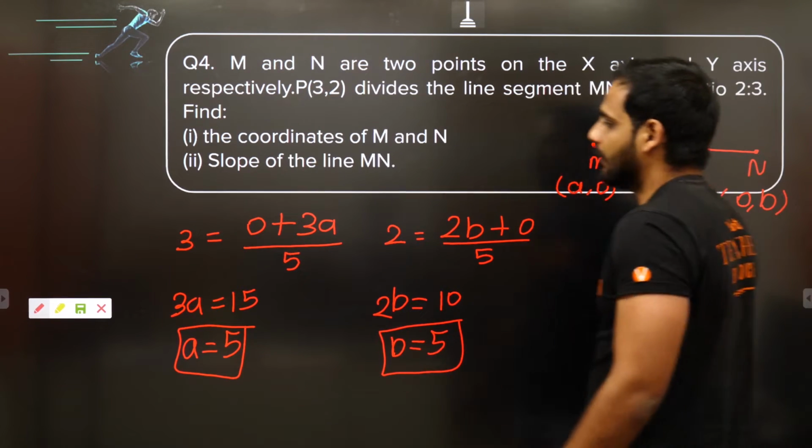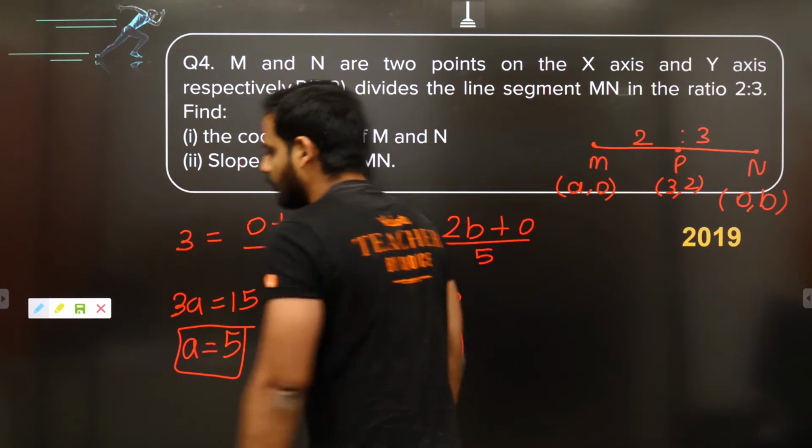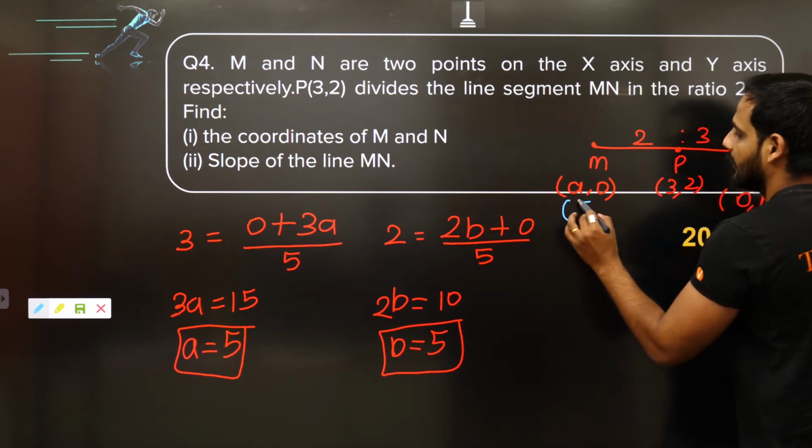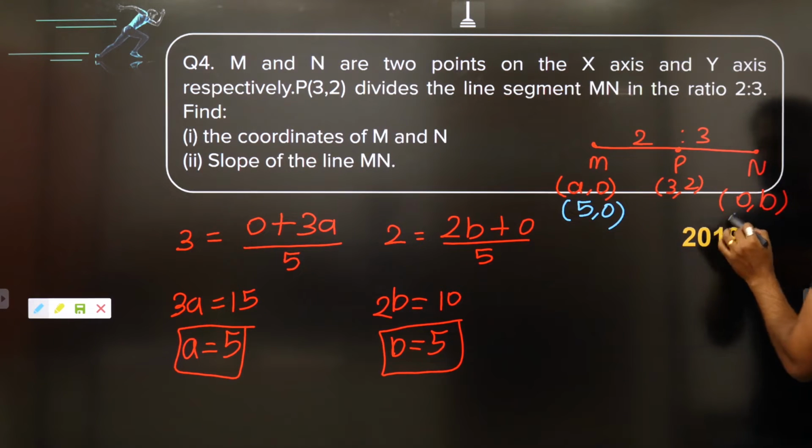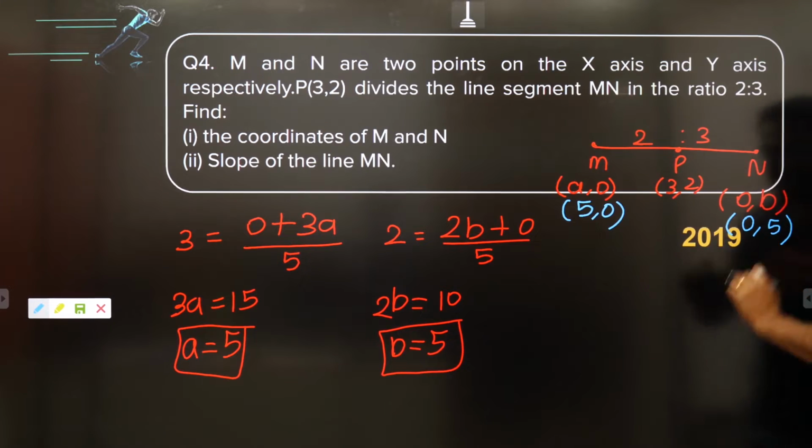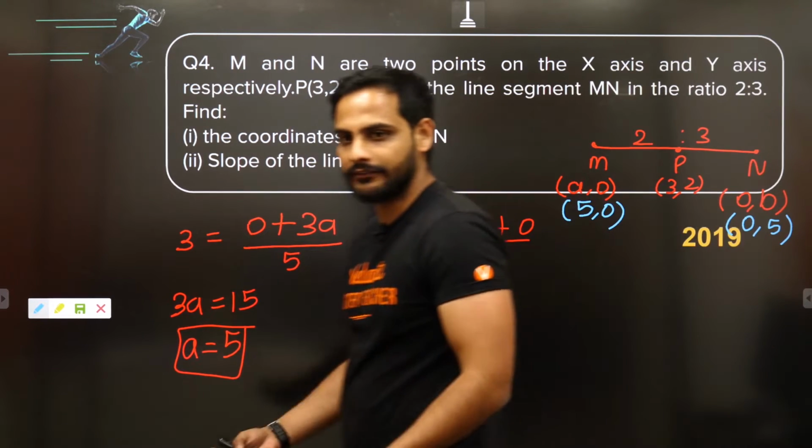So beta, now you can see here that I have got the coordinates of M as (5, 0) and the coordinates of N as (0, 5). Yes sir, it is very clear, very clear.